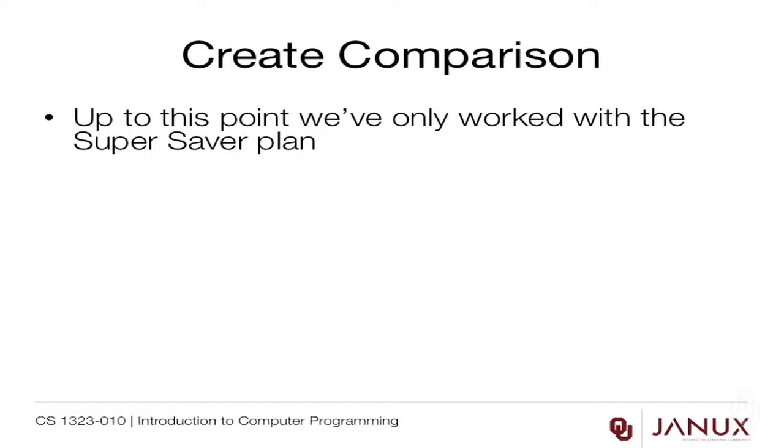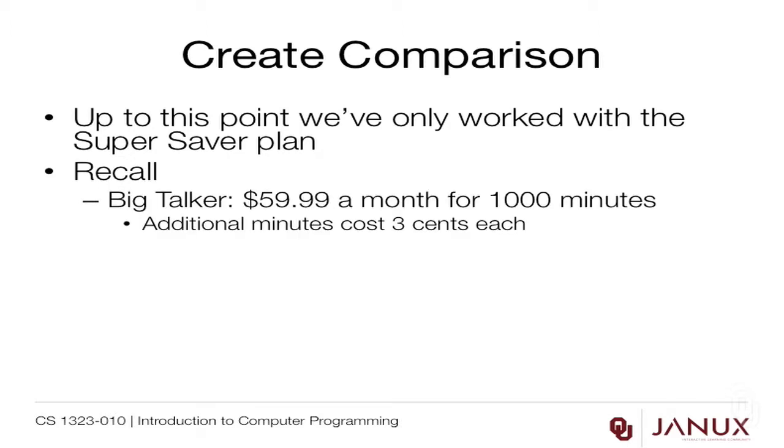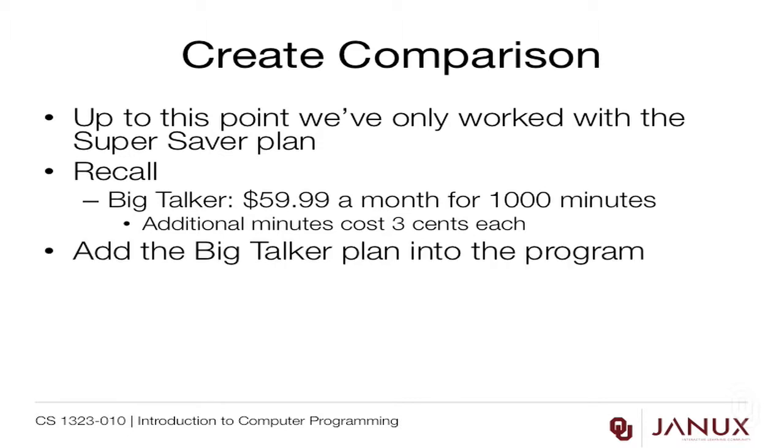So up to this point, we've only worked with the Super Saver plan, but you might remember we actually had two plans. The Big Talker was $59.99 a month for 1,000 minutes, and additional minutes cost 3 cents each. So let's go and add the Big Talker plan to the program.